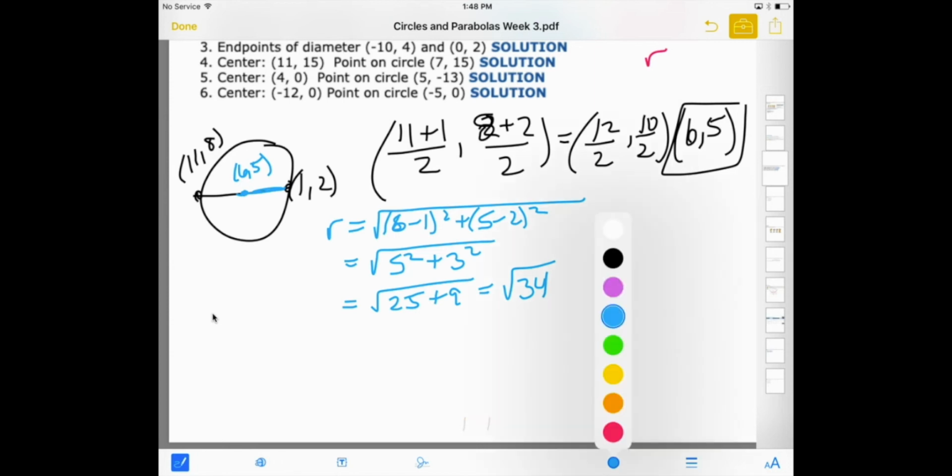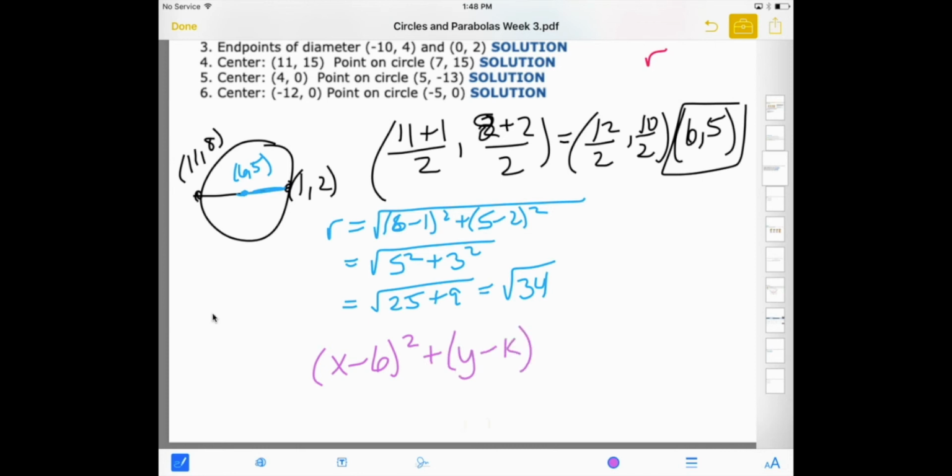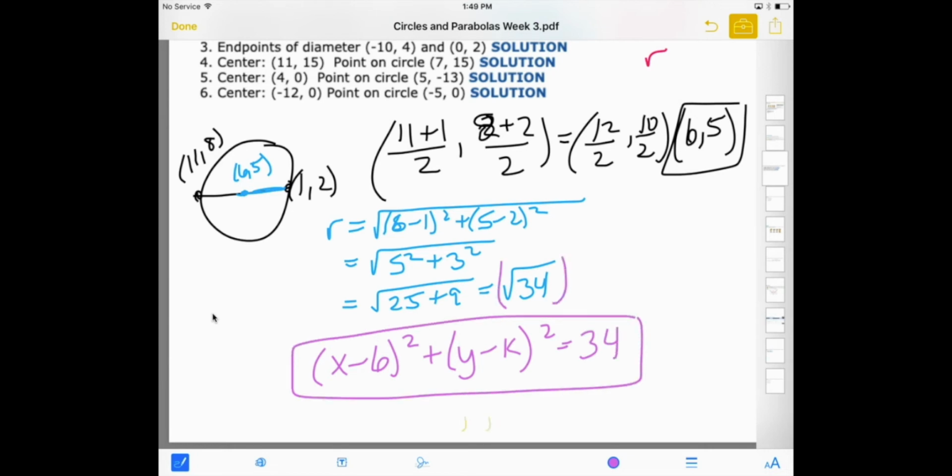Now I'm going to take what I found, the center of my circle and my radius, and plug them into the equation of a circle. Remember, (h, k) is (6, 5), so I get x minus 6 squared plus y minus 5 squared, that should definitely be a 5, that's my mistake, equals my radius, square root of 34 squared. Square root of 34 squared is just 34.